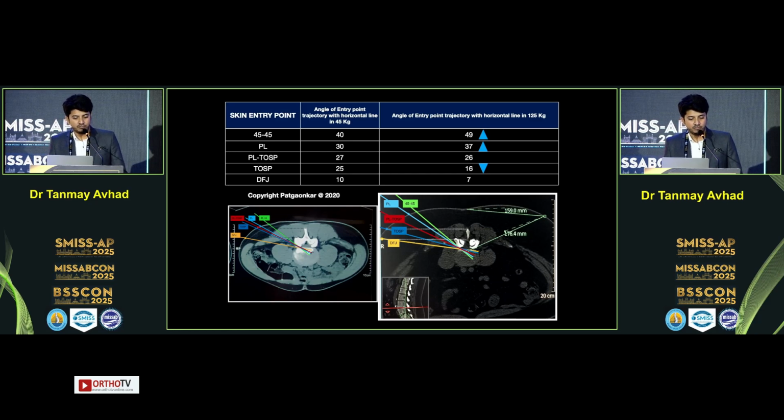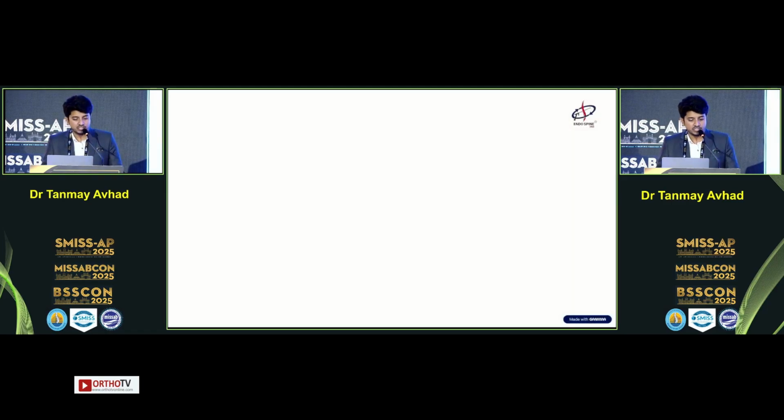We conducted a study in which we realized that as we went more medial, the PL and the 45-45 entry point, the angle of entry with the horizontal kept on increasing. However, with TOSP and DFJ, it kept on decreasing. So the angle of entry kept changing every time the patient's physical parameters changed. What we noticed is that the PL-TOSP entry, the midpoint of them, was static. That makes this entry point more trustworthy, and you can access an array of pathologies while keeping the angle the same. This is something we've realized in our study.